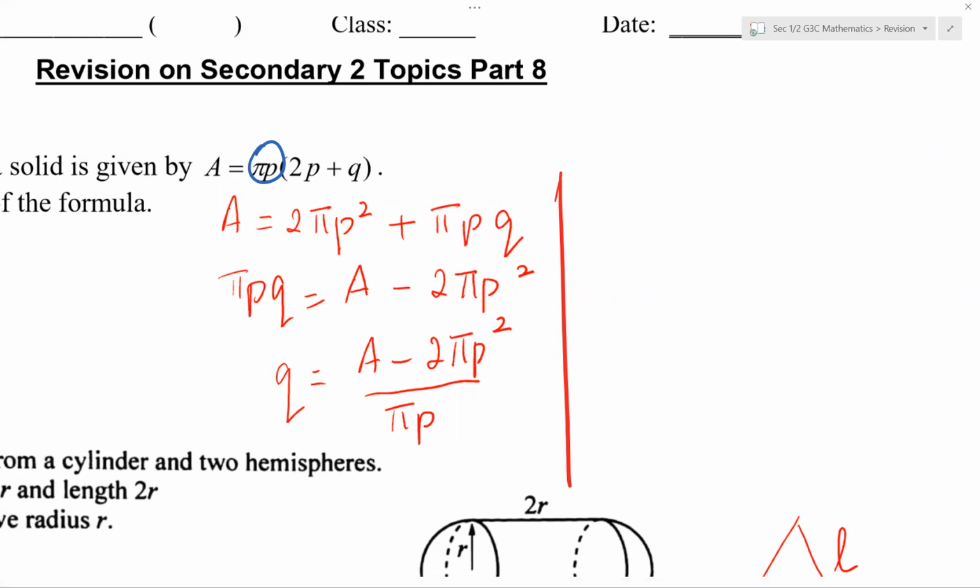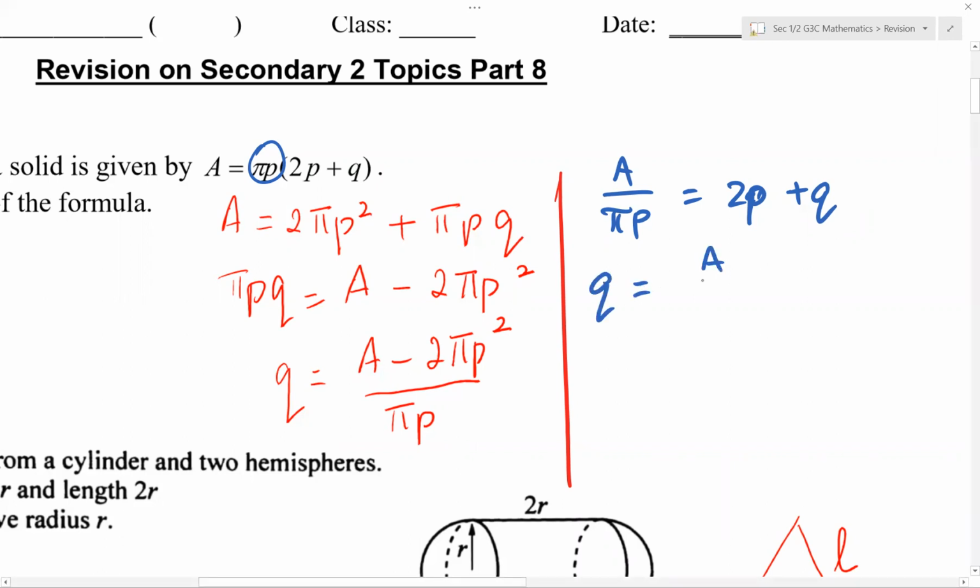Okay, thanks. So we divide by pi P on both sides. A over pi P equals 2P plus Q. Now making Q the subject then becomes really easy. It's minus 2P on both sides. So Q equals A over pi P minus 2P. That's all. You don't even need to combine it into a single fraction.